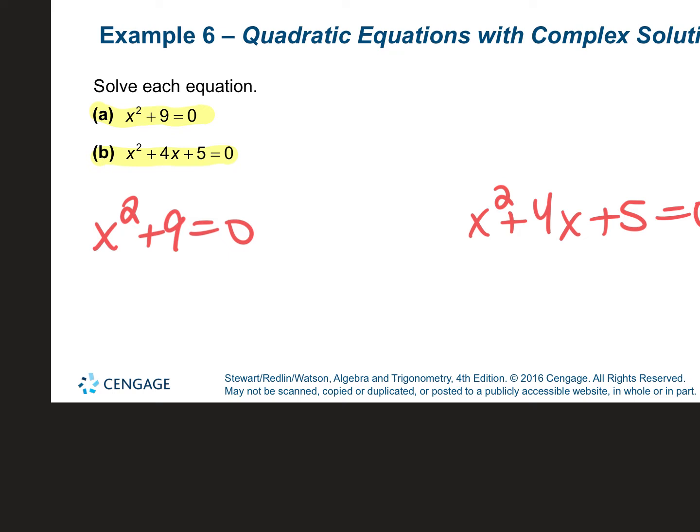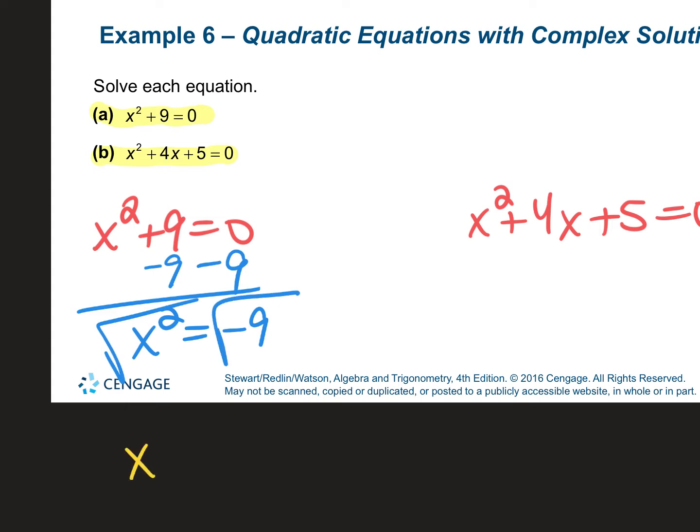If you have a quadratic equation that does not have a b term, you can solve for x. You could just move the 9 over, right? If I subtract 9 from both sides, x squared equals negative 9. Then I do what? Take the square root, good. And I get x equals, what kind of 3i?